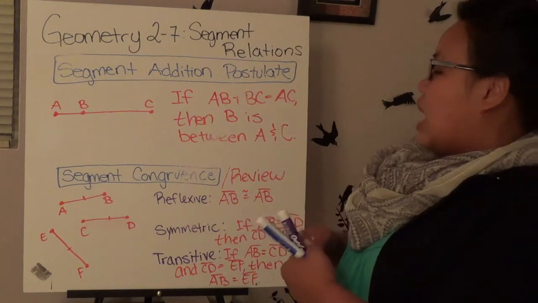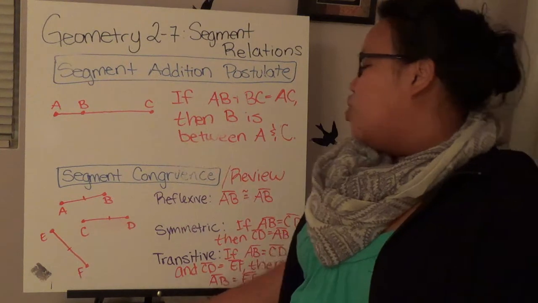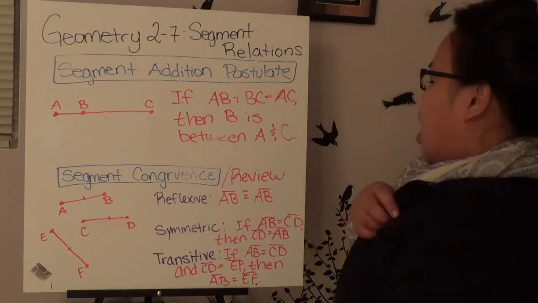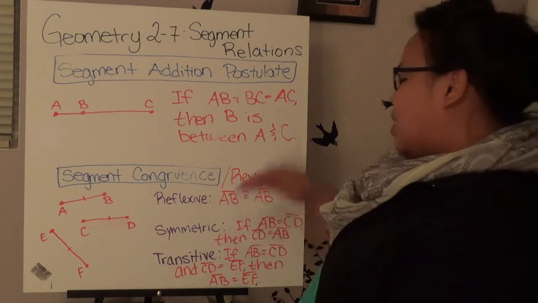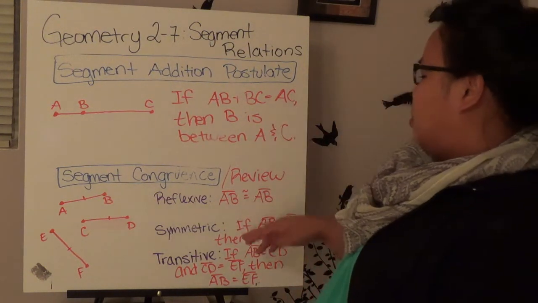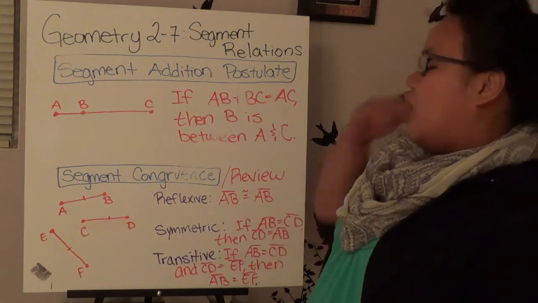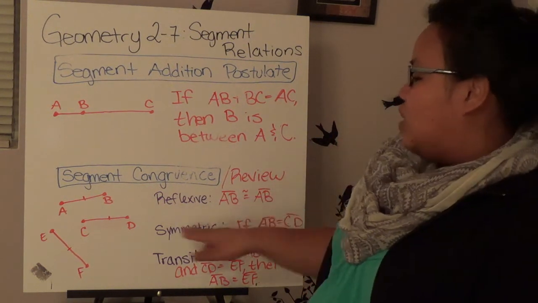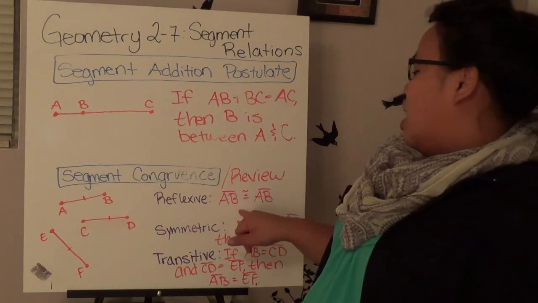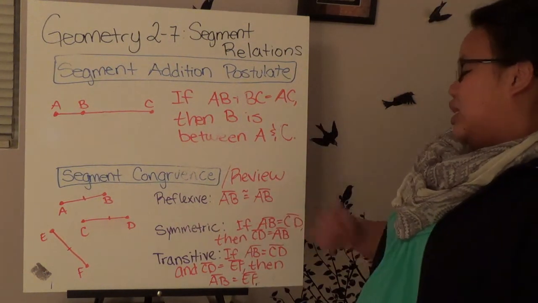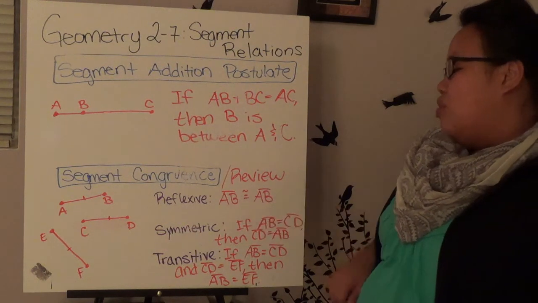And the segment congruence is basically a little review of what you saw in the other properties from the other section. Reflexive, if you remember from 2-6, it basically means something equals itself. In the other ones we had a point, in this case we had a line. So if we have line AB, then the reflexive property says that AB looks in the mirror and sees itself, AB. So reflexive is AB equals AB.